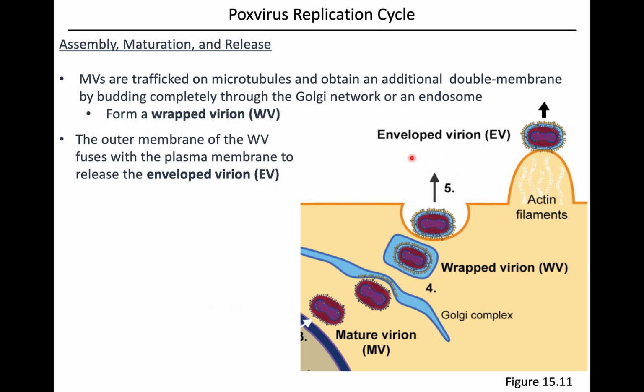What about the enveloped virions? Remember, the enveloped virions were the ones that I mentioned were primarily responsible for cell-to-cell infection inside an individual. So some of those mature virions are going to bud through the Golgi and pick up that second membrane that you would find on the surface of the enveloped virion. As they bud out, they pick up another membrane, so we get what's called the wrapped virion. But that outer membrane would be lost upon exocytosis, fusion with the plasma membrane.